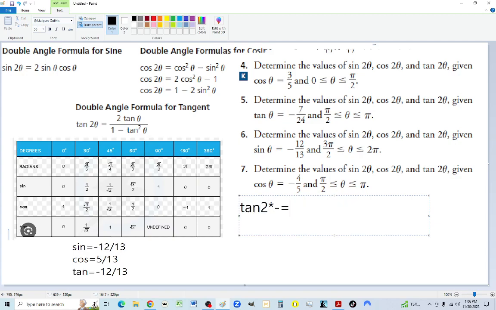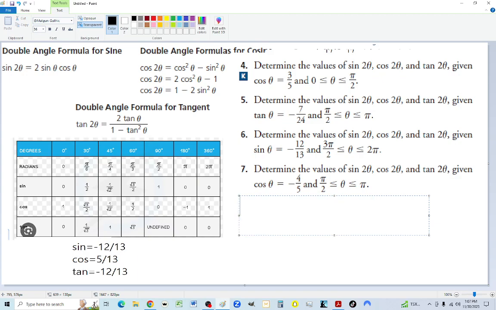Tan 2x is going to be equal to 2 times tan x, which is minus 12 over 5. So you're talking about minus 24 over 5. So it's the same thing over again. Minus 24 over 5, all divided by 1 minus tan squared, which is 144 over 25. 25 minus 144 is minus 119 over 25. And then you just have to multiply by the flip. Something like that. And I'll just let you do the math on that.